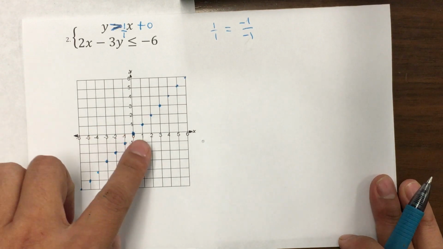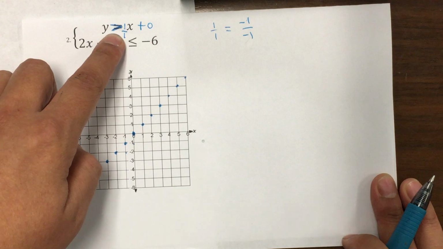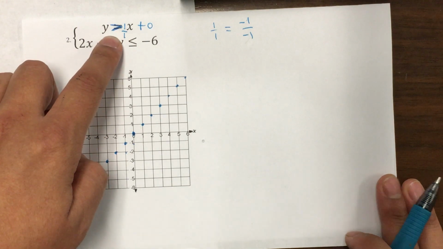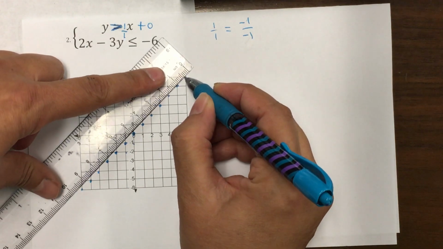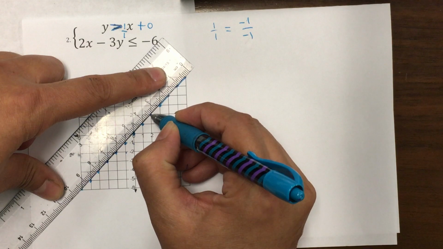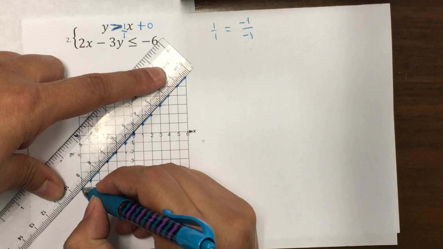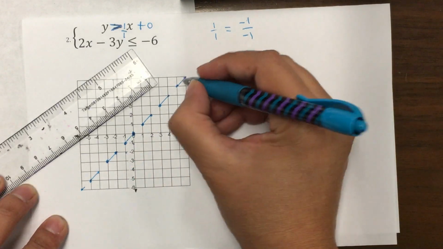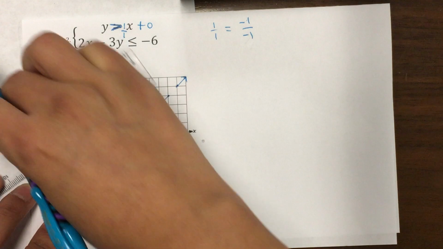Okay, I look at my inequality symbol. It doesn't have the equal underneath, so this is going to be a broken line. It means that the solutions are not included within this line. This line is excluded from the solutions.